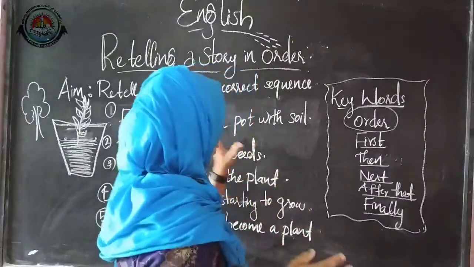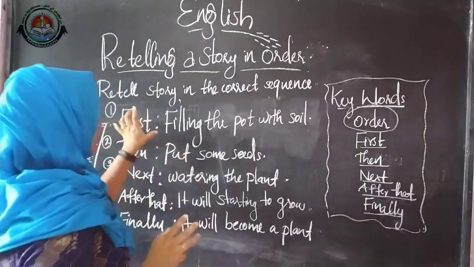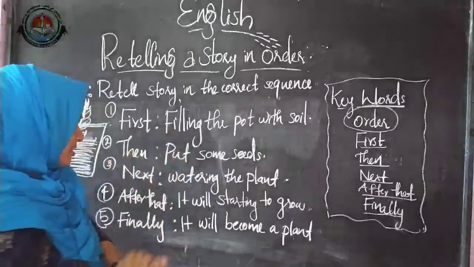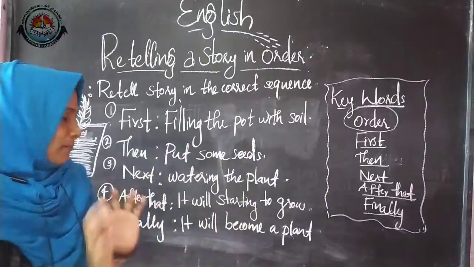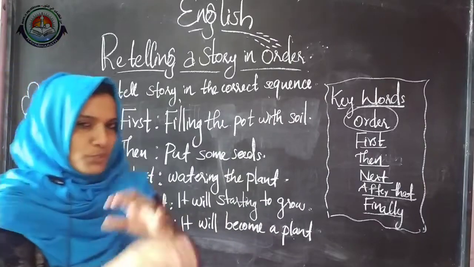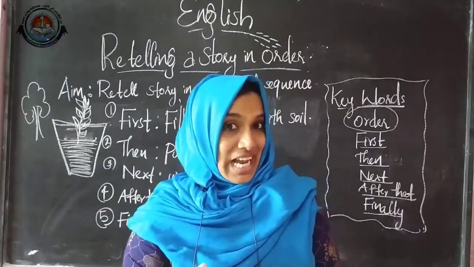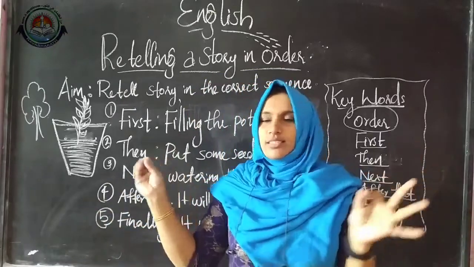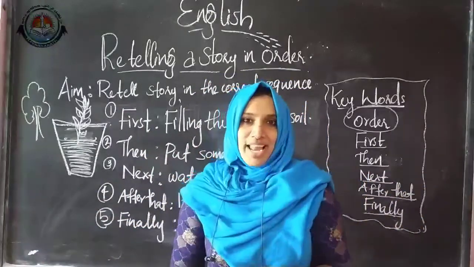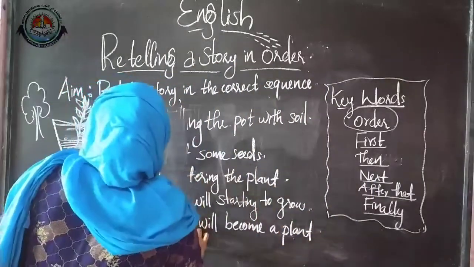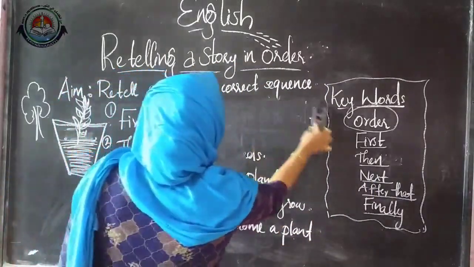So this is how we can do the planting. First, filling the pot with soil, then put some seeds in it, next watering the plant, after that it will start to grow, and at last, finally, the seeds will become a plant, right? So this is how we can do the planting.